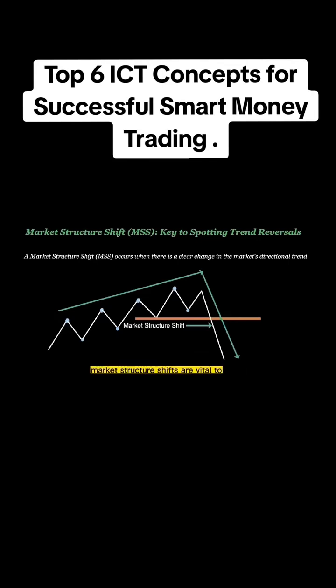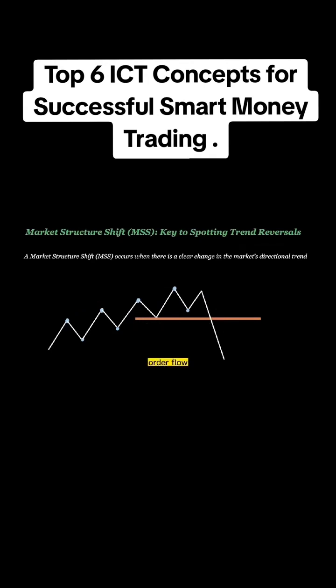Market structure shifts are vital to understanding how smart money operates, as they often mark the point where large institutions are reversing the trend to trap retail traders and move the market in their favor. Recognizing these shifts early can help traders position themselves in line with institutional order flow.